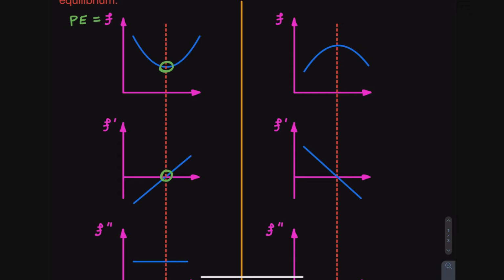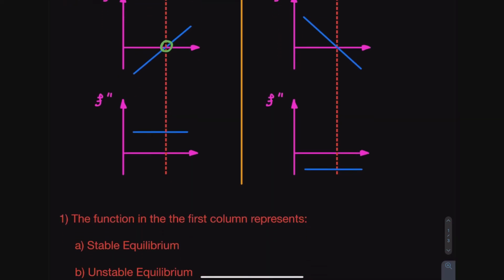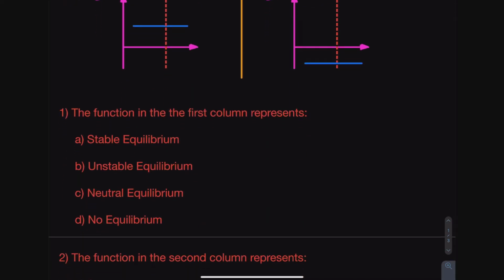Now, we said that when the potential energy of the system is minimum, this implies that the equilibrium is actually stable. So if we come down here, we can say, all right, the function in the first column has a minimum potential energy. Therefore, we know that this is actually going to be the stable equilibrium. And again, you guys may ask, Clayton, why is that again? Well, the potential energy of the system is actually minimum.